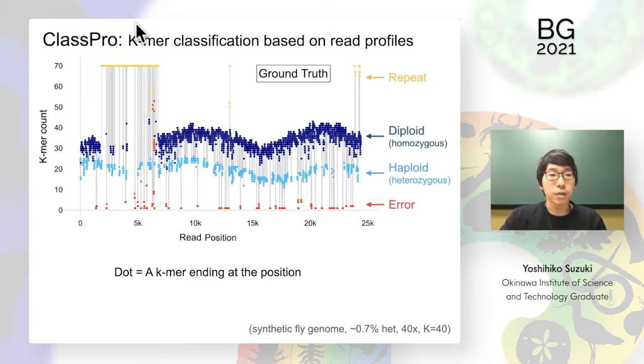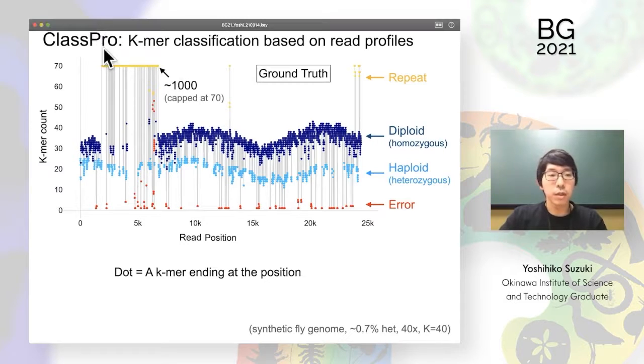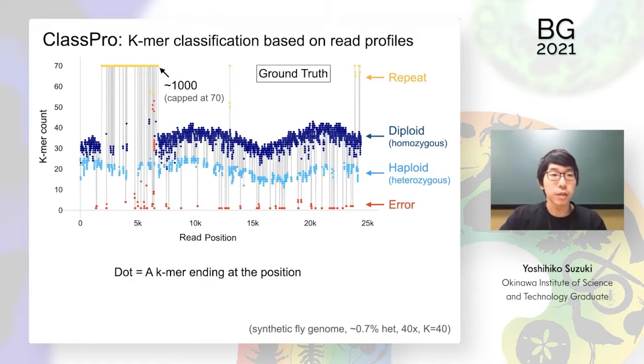And the color of the dots indicates the true classification of each k-mer, which means the copy number of the k-mer in the underlying genome. And the k-mer counts are capped at 70 here, but for example, the counts in this region are actually about 1,000.